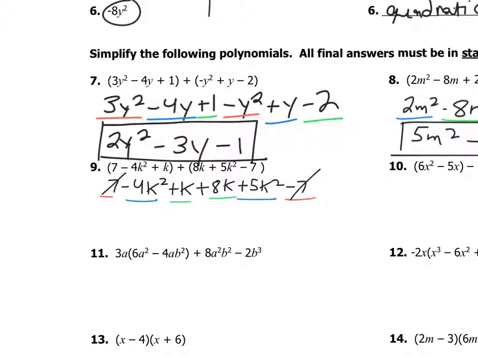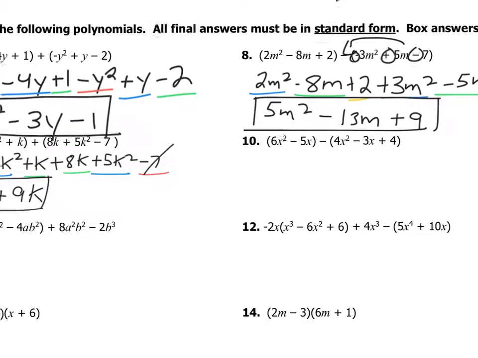Negative 4k squared plus 5k squared would be 1k squared, or just k squared. Then we have k plus 8k, which would be 9k. And again, luckily for us, this is already in standard form.